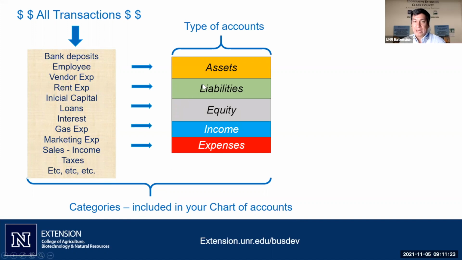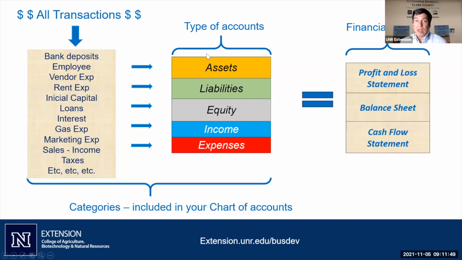Those categories get assigned to a type of account. These are non-negotiable: assets, liabilities, equity, income, and expenses. This follows the accounting rules, so this is non-negotiable. On categories, yes, you can name your own categories. You can put whatever name you want, with whatever purpose it is for.